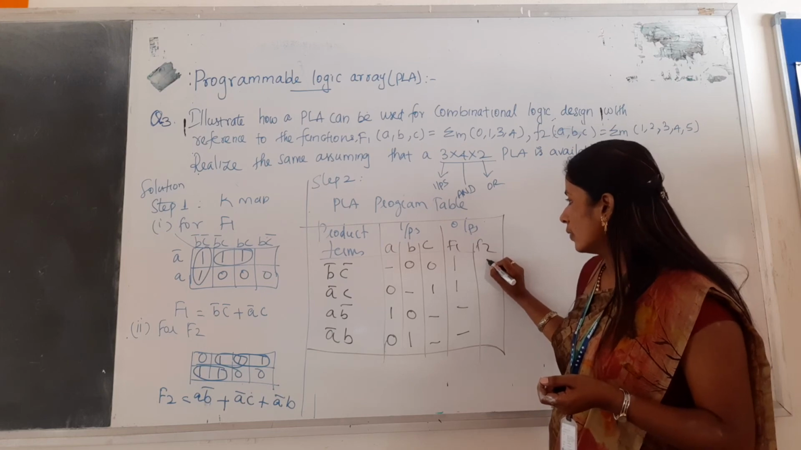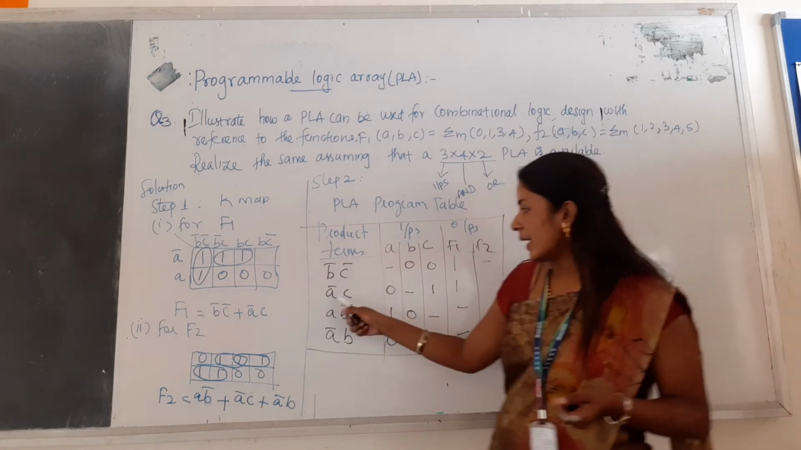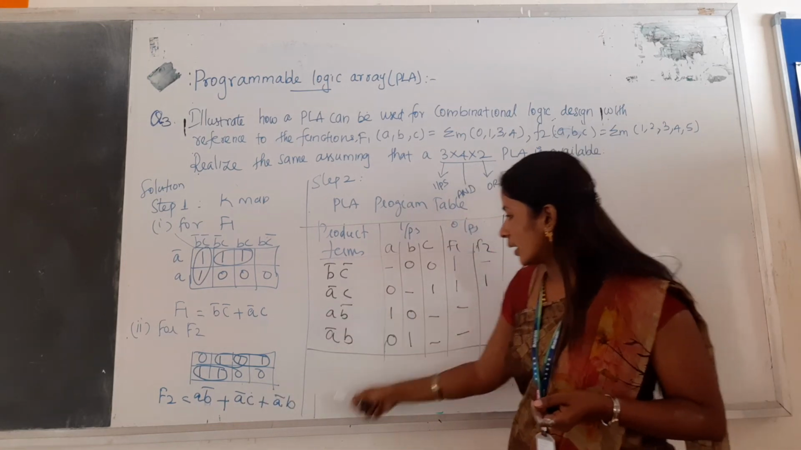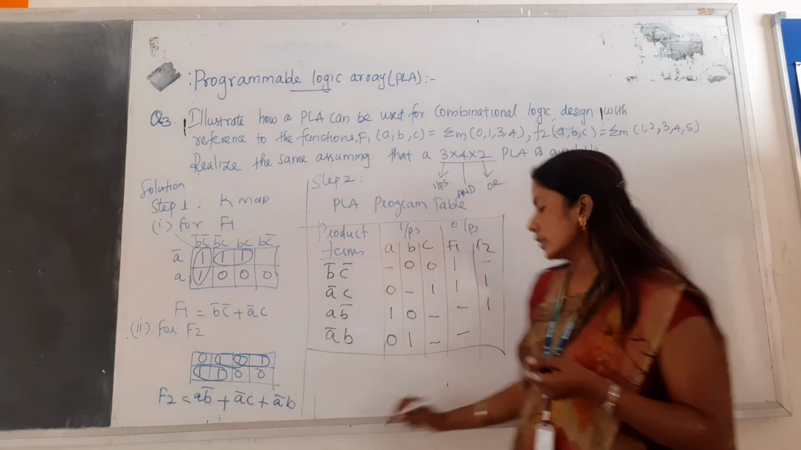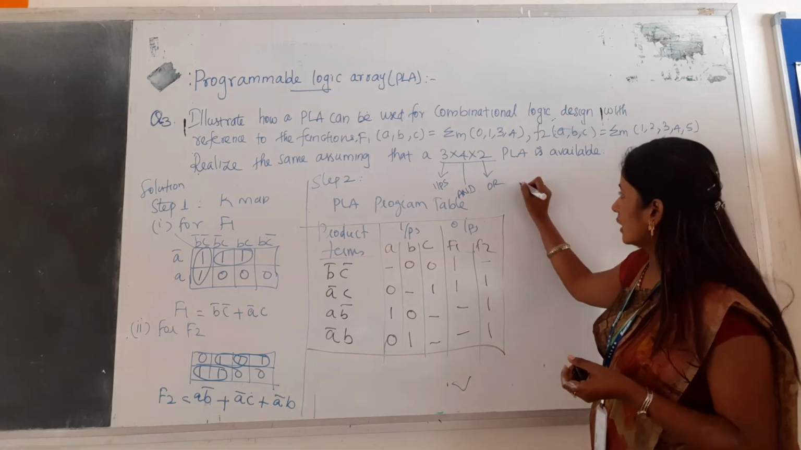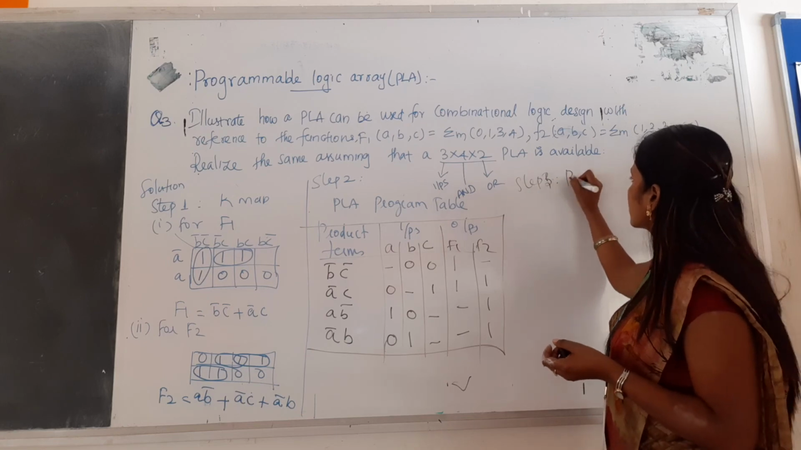Then F2. In F2 I don't have B bar C bar, so I put dash. A bar C is there, so 1. A B bar is also there, 1. A bar B is also there, 1. So the PLA table is ready. In the third step I convert the PLA table to the PLA implementation.